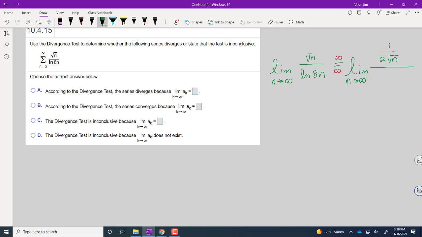What's the derivative of the denominator? So 8 over 8n, which will then turn into just a 1 over n. So the derivative of a natural log, 1 over the inside, multiplied by the derivative of the inside. So you're always going to get this funny cancellation if it's not just n in there. So then we have limit of, let's see, what's left? We have n over 2 square root of n.